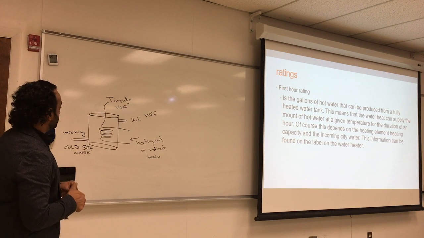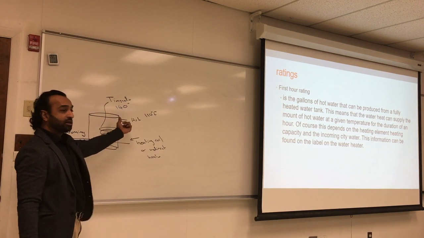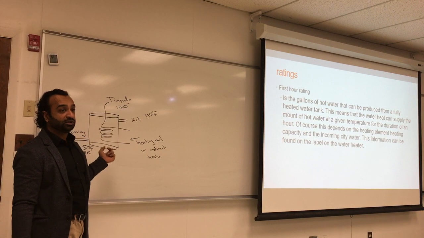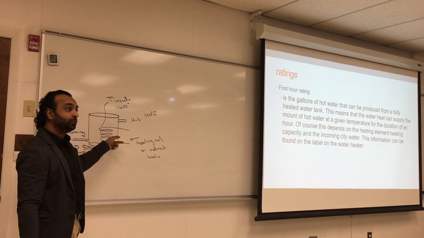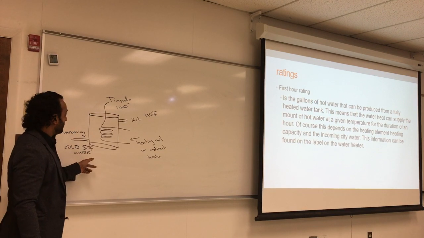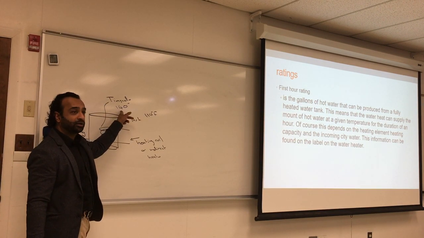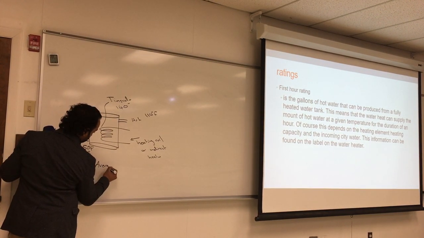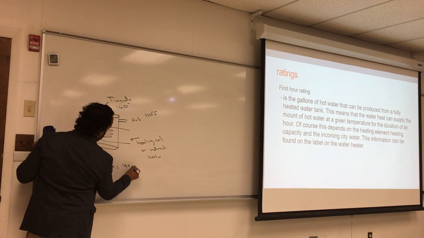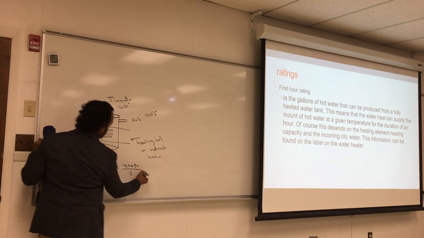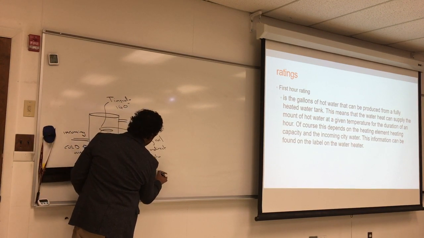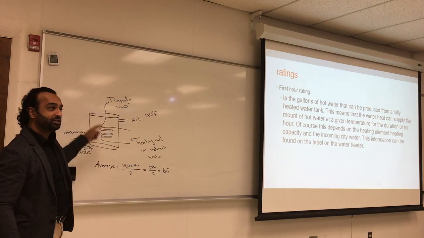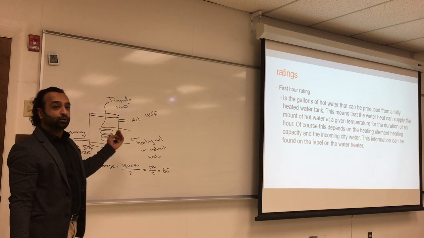So the first hour rating depends on the efficiency. How many hours can I get at 110 degrees Fahrenheit? Because this will depend on how much we can supplement the heat while we're taking some out. So if this is coming in at 50 degrees, and this is at 140, eventually the temperature here will be the average between them, which is 140 plus 50 over 2, that is 190 over 2, so 95 degrees. So this eventually will average out as we pull all the hot water and put cold water in there.